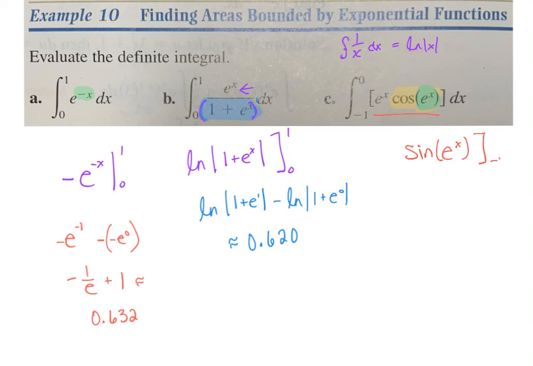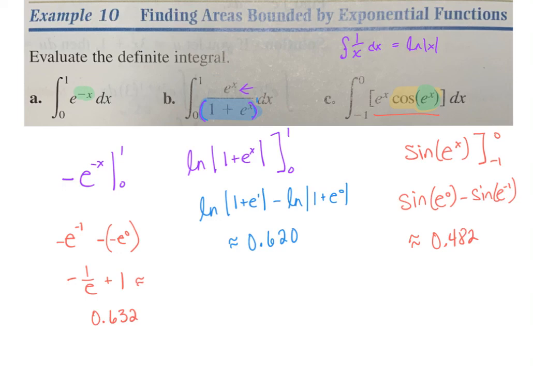And I'm going from -1 to 0. So I would have sine of e to the 0 minus sine of e to the -1. All right, and that again is in actual numbers. e to the 0 is just 1. But when you plug that in, 0.482. Those are actual numbers.